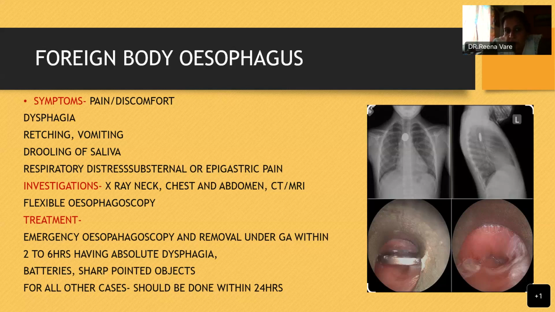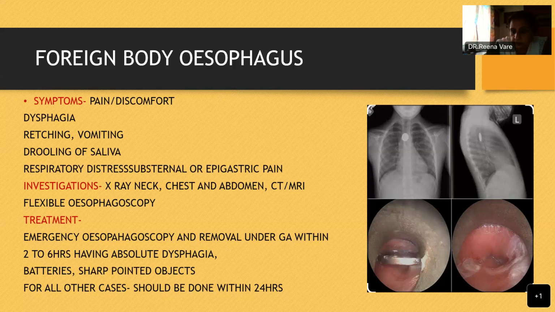So usually the patient will come to you with pain and discomfort. He will have dysphagia. He'll be a very conscious, alert patient, but very much worried. Usually they are small children whose parents come to us with a history of ingestion in 15 minutes or 1 hour. So they will be retching, they'll be vomiting, drooling of saliva, and ultimately some patients may have respiratory distress or epigastric pain. So on investigations, you will require an X-ray neck.